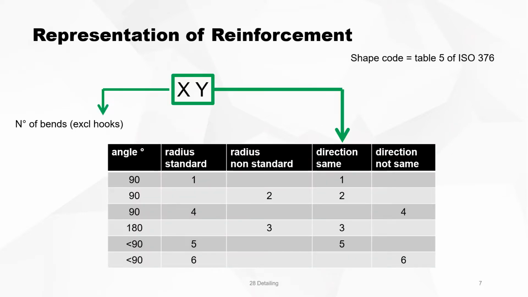The shape code, according to ISO 3766, is given by two numbers, X and Y. The first number is indicating the number of bends, but hooks not included. So the first X is the number of bends. The second number comes from this table. And we just see now how to use this table.